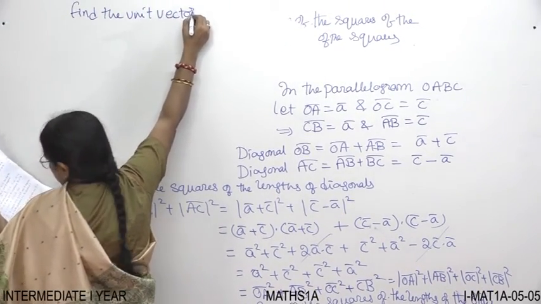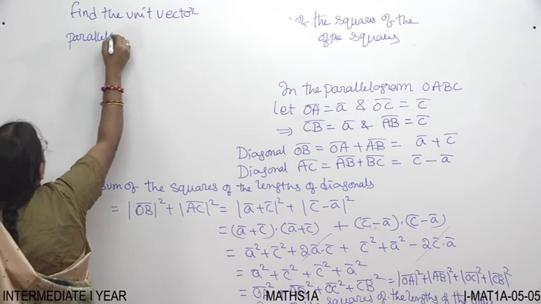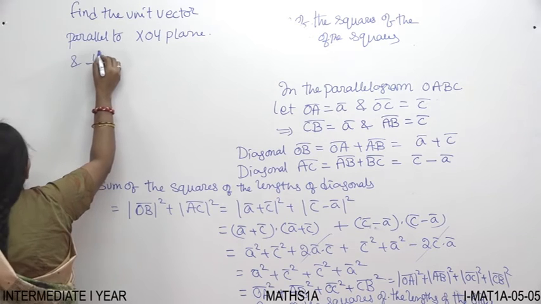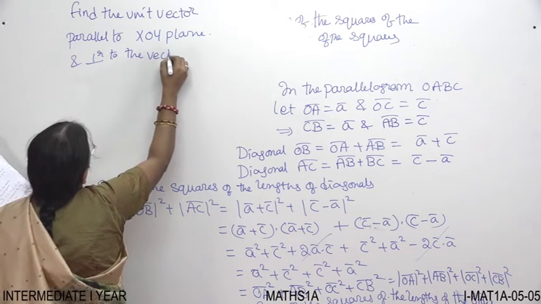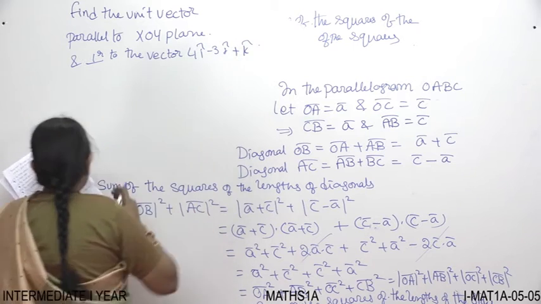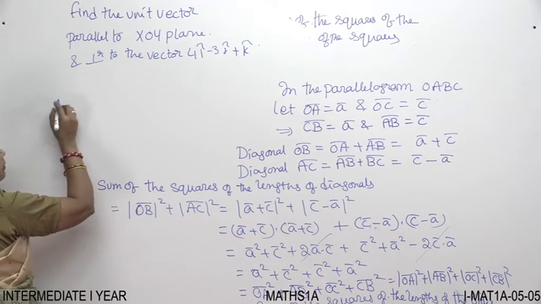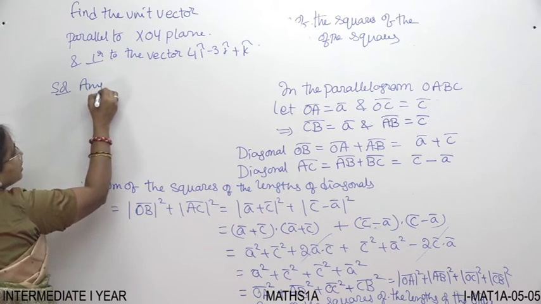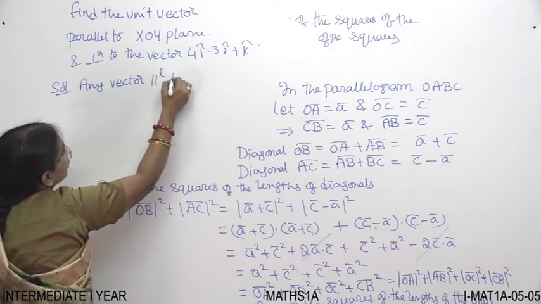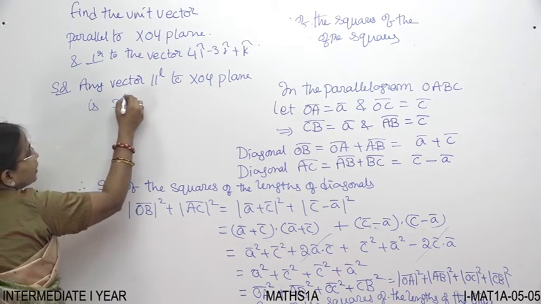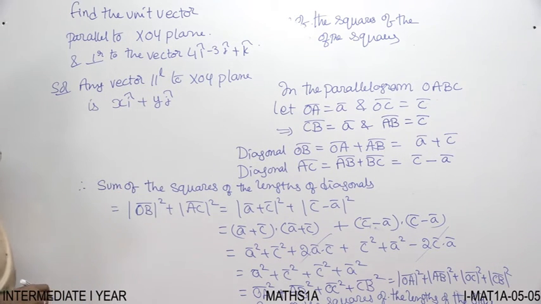Find the unit vector parallel to the XOY plane and perpendicular to the vector 4i minus 3j plus k. So you must find the unit vector parallel to the xy plane. Any vector parallel to the xy plane will contain only i and j terms. k will not be there. So any general vector parallel to the xy plane is of the form xi plus yj.